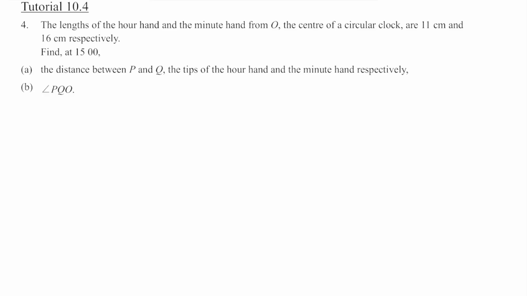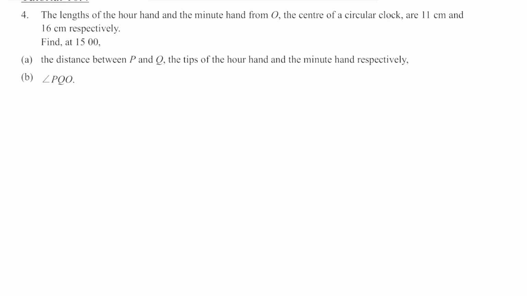So in this question, the length of the hour hand and the minute hand from O, the center of a circular clock, are 11 cm and 16 cm respectively. Find at 1500 hours the distance between P and Q, the tips of the hour hand and the minute hand respectively.